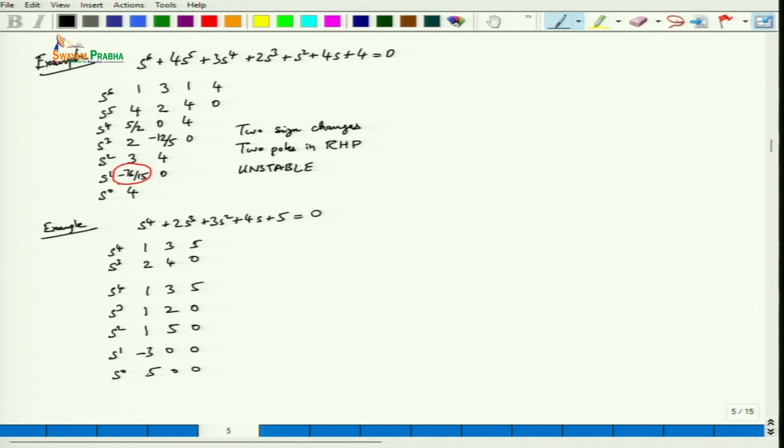Now if we look at the first column, what you will see is this part here. There are two sign changes, one going from 1 to -3 and then again -3 to 5. So this represents an unstable system with two poles in the right half plane. So now we have studied the Routh stability array and we have considered a couple of examples. Now let us consider another example.